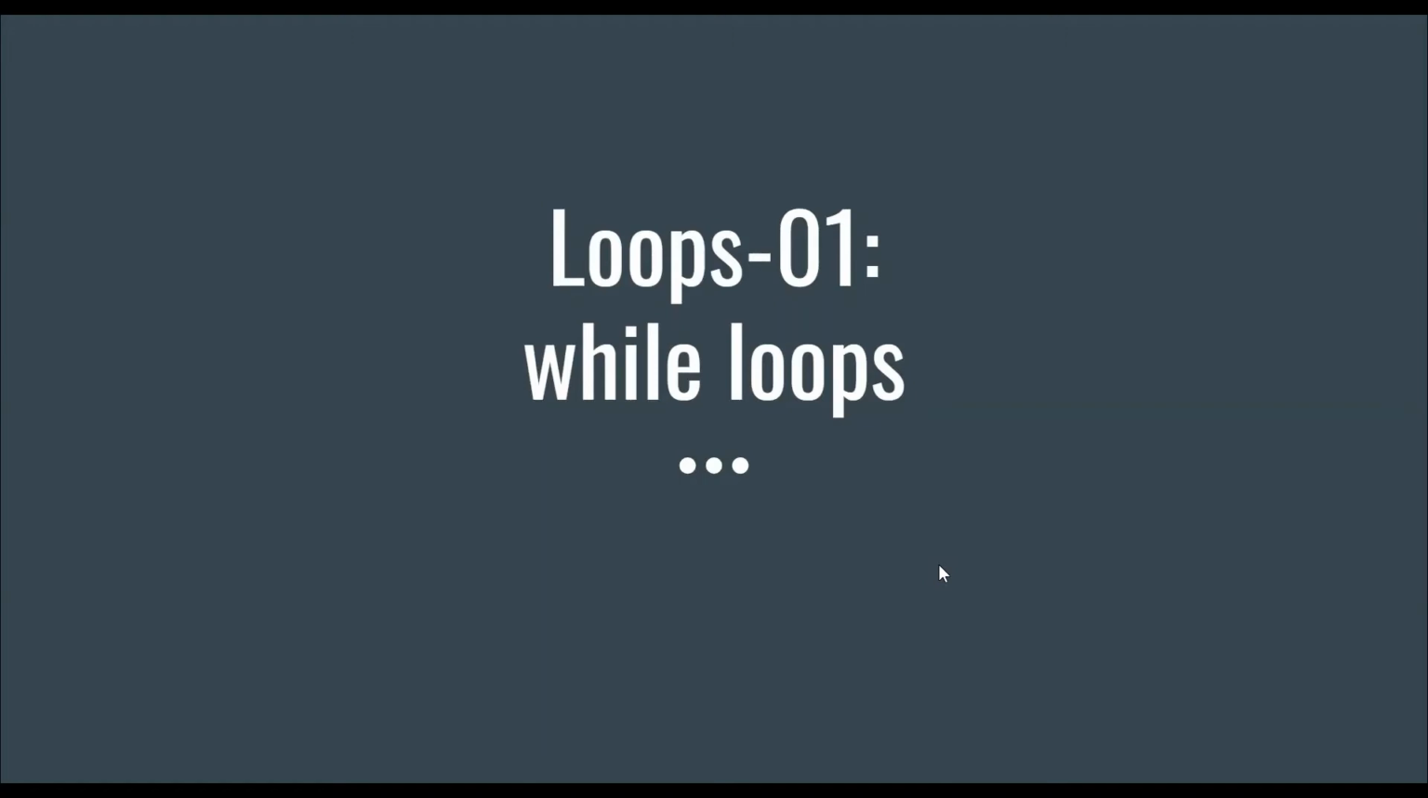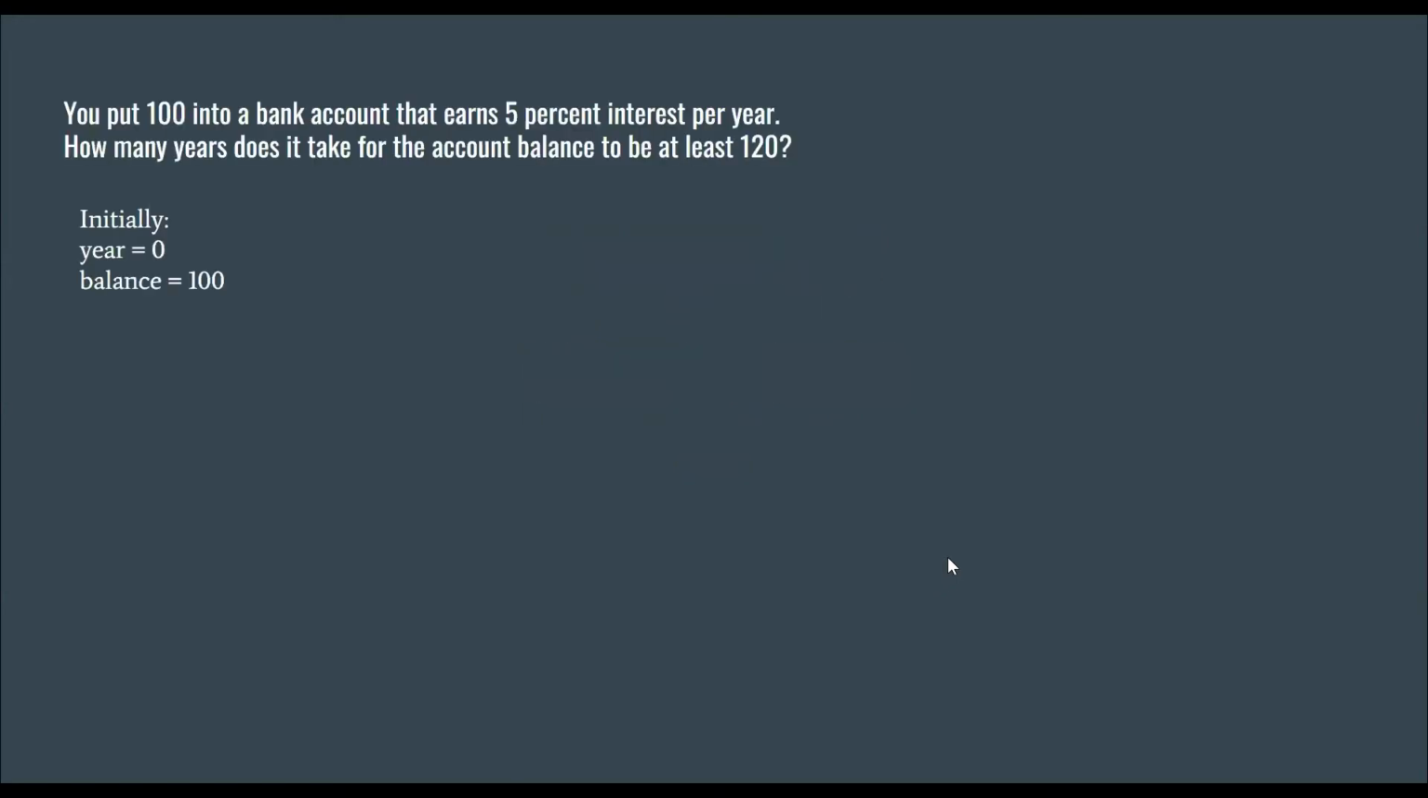In this video, we are going to discuss loops and we will start with this problem. You put 100 into a bank account that earns 5% interest per year. How many years does it take for the account balance to be at least 120?